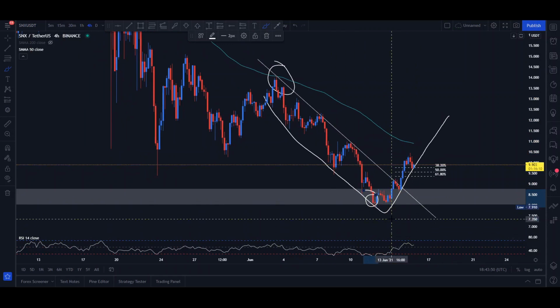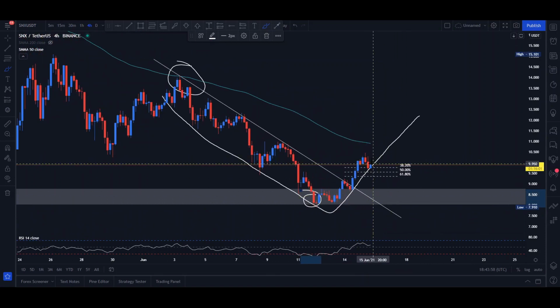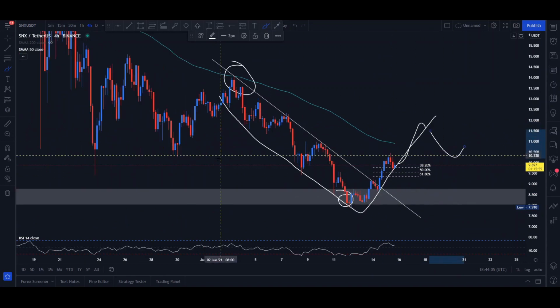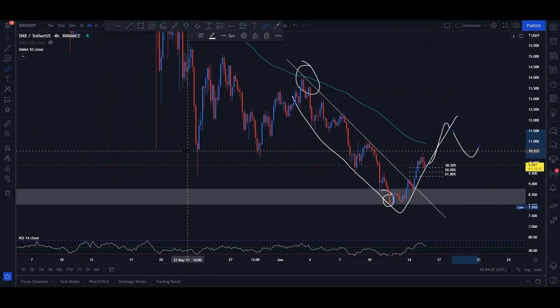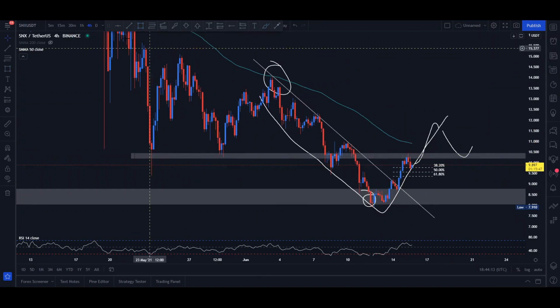RSI is the relative strength indicator. It tells us if a coin is oversold, overbought, or somewhere in the middle. And currently we're still not in the overbought section. So I do expect SNX to actually perform and give us another higher high before potentially retracing and making this zone right here act as a zone of support rather than resistance as it is right now. As you can see, it's a zone of resistance.